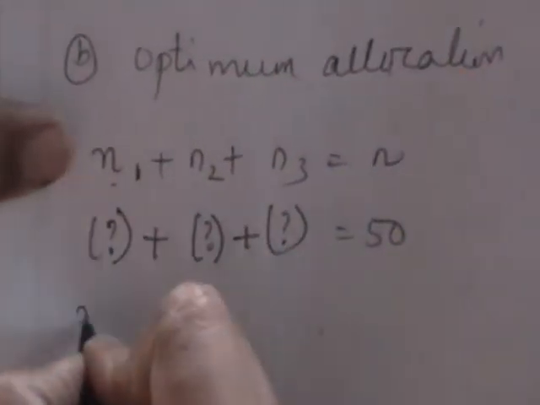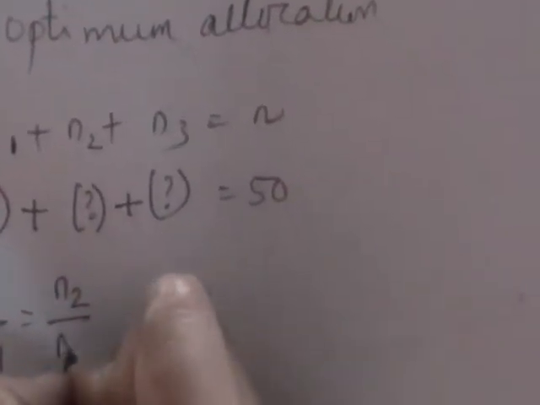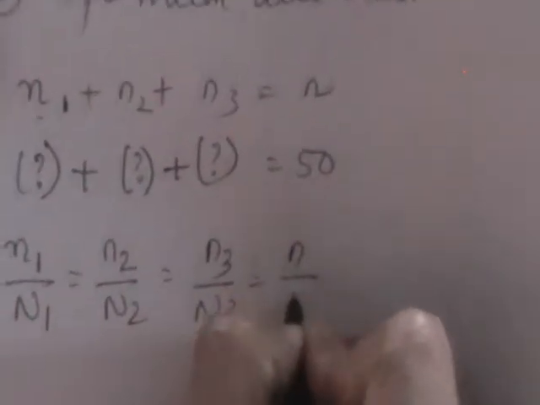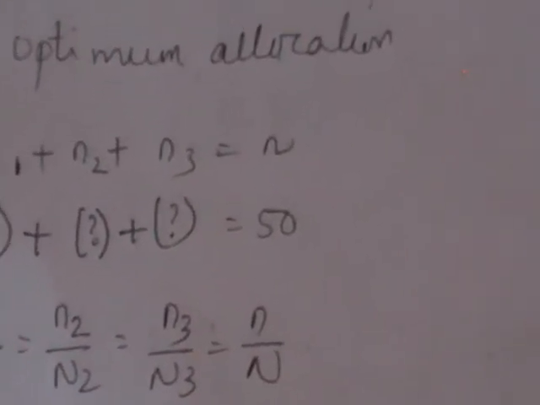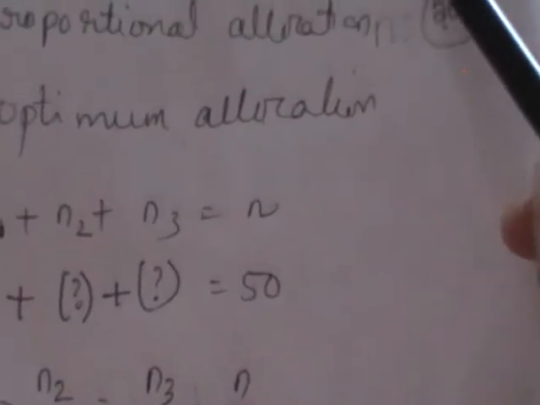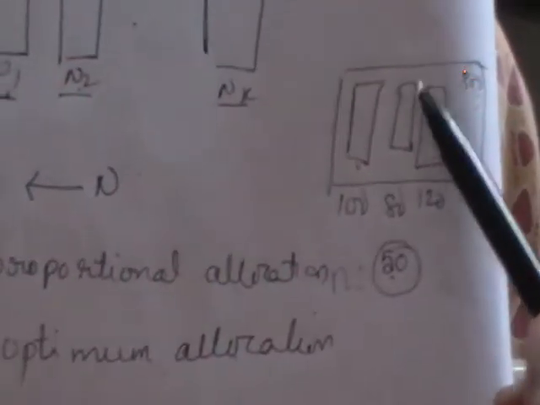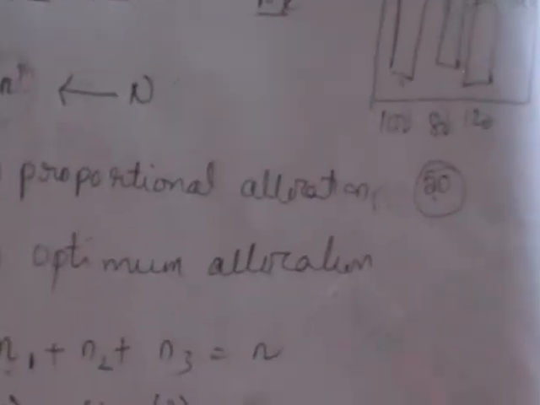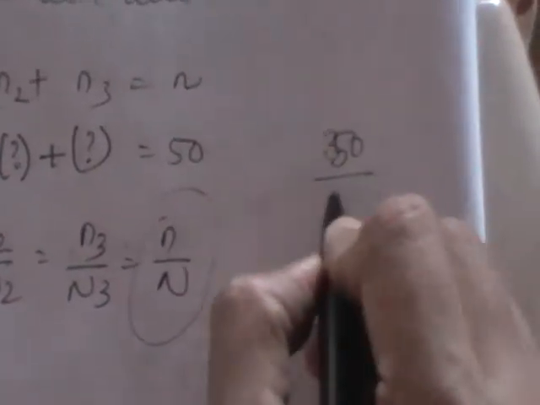That is, n1 by N1 is equal to n2 by N2, which is equal to n3 by N3, is equal to n by N. Now n1 by N1 is equal to n2 by N2. Here the stratum size is larger when compared to this, so I am going to give proportional priority to this size. When compared to this, the second stratum will be given less preference and so on, which is equal to n by N. What is the total sample size here? 50 by 300.